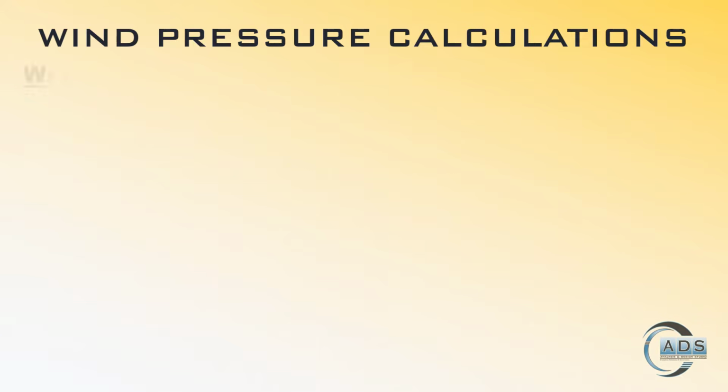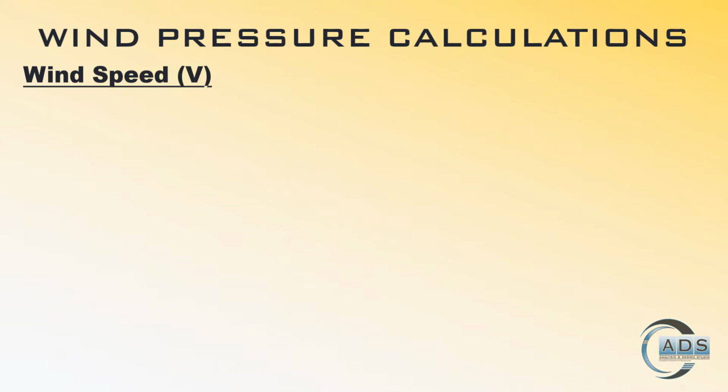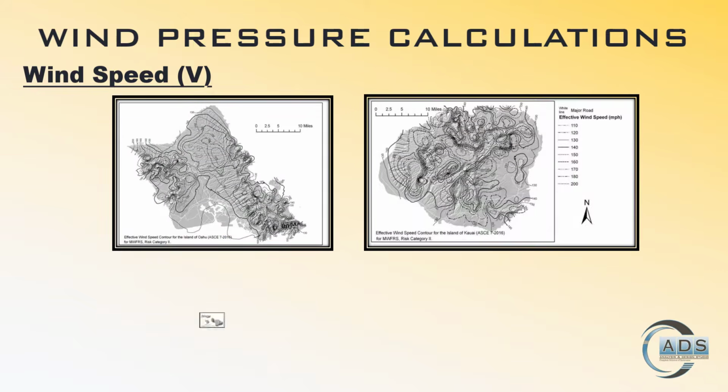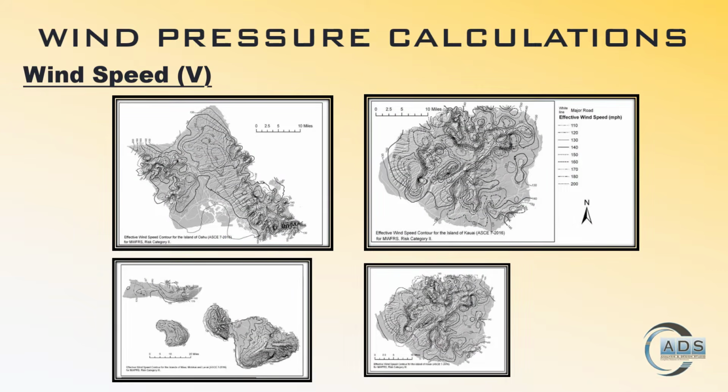Fifth parameter is wind speed V. In ASCE 7-16 specifications, different wind maps are given for different locations. We can pick wind speed from these maps if our structural location is in those maps, or otherwise we can search it on Google as well.